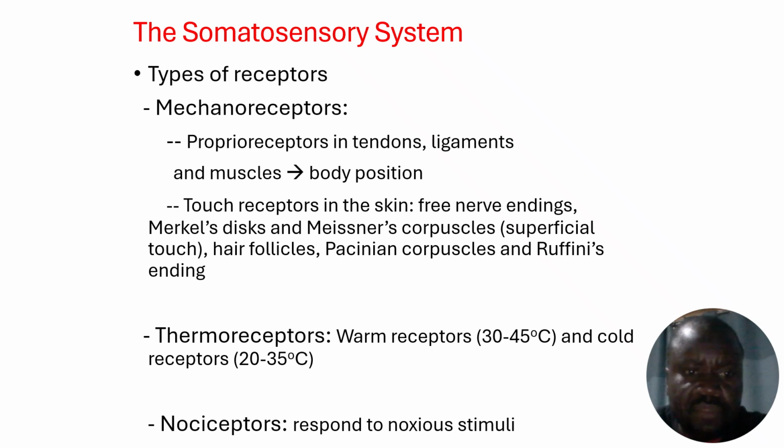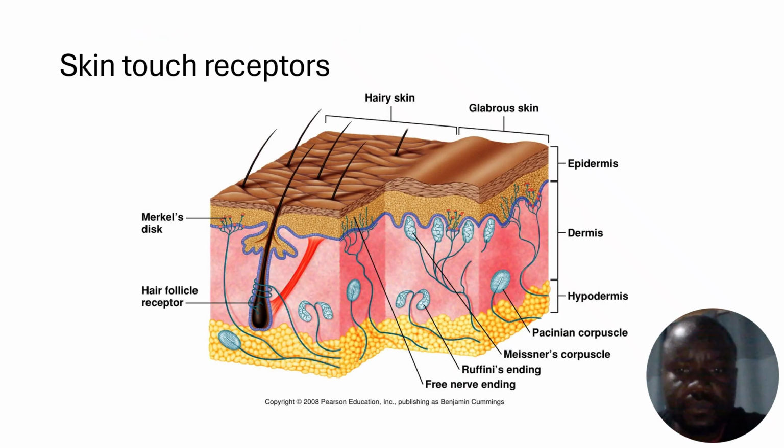Then we also have thermoreceptors and temperature receptors, so to speak. They tend to work between 30 to 45 degrees Celsius, and also cold receptors detecting changes in temperature between 20 to 35 degrees Celsius. The pain receptor responds to noxious stimulus.